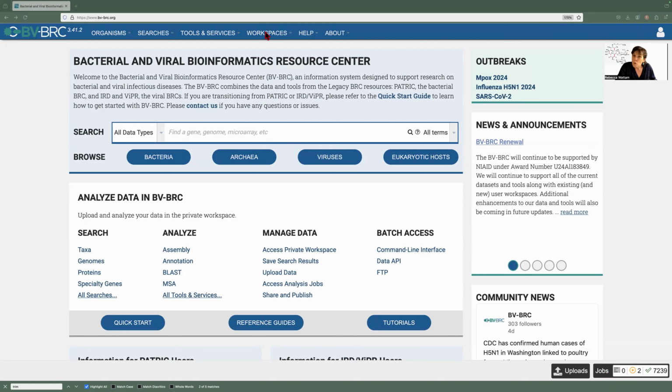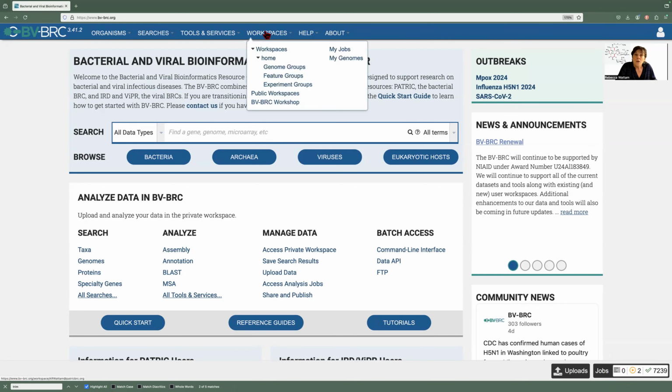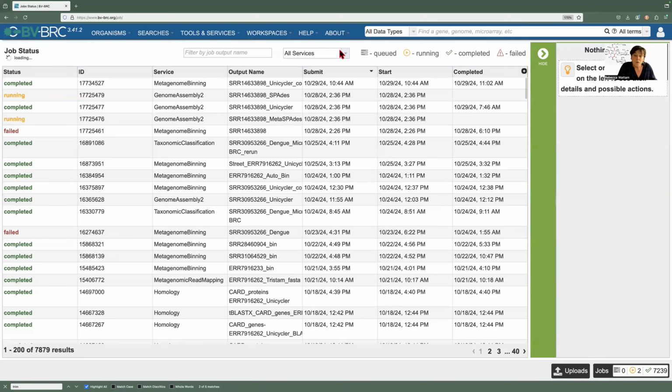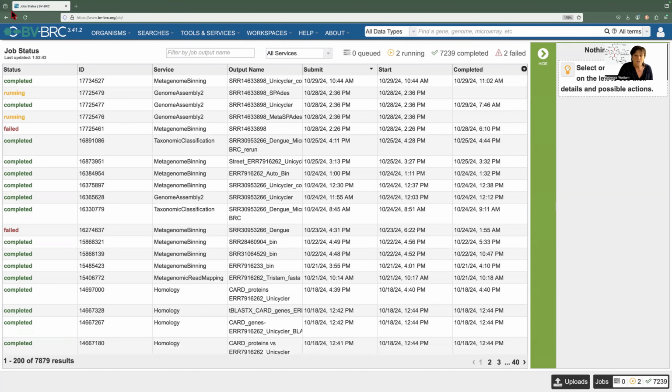You can click on the workspaces tab, which opens up the drop-down box. Now you could navigate to it by going to your home genome, or you might have shared it with someone, so that would be in workspaces, and look from there. Or you could go up here to my jobs. So we click on that and that opens the jobs page, and I've run a lot of jobs. So you can see all the jobs that I've run over time.